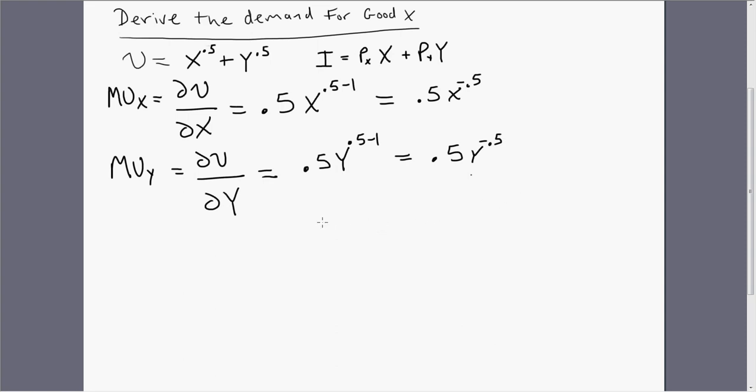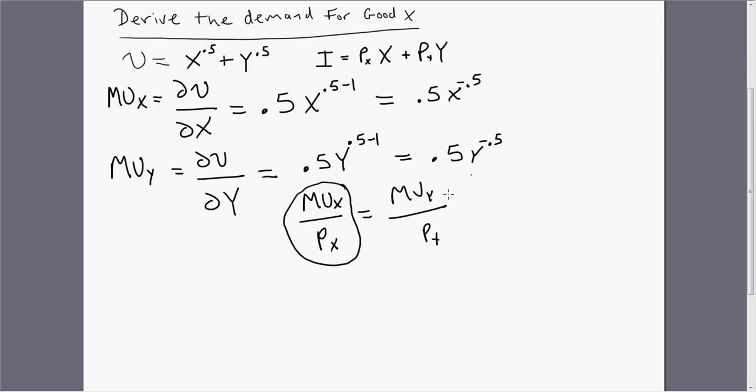Okay, the next thing we're going to do is recognize that when a consumer is maximizing utility, the consumer is spending his or her budget in such a manner that the marginal utility per dollar of good X equals the marginal utility per dollar of good Y. So when the consumer is maximizing utility, this marginal utility per dollar has to be equal across all goods. So we're going to substitute our marginal utility expressions into this optimizing condition.